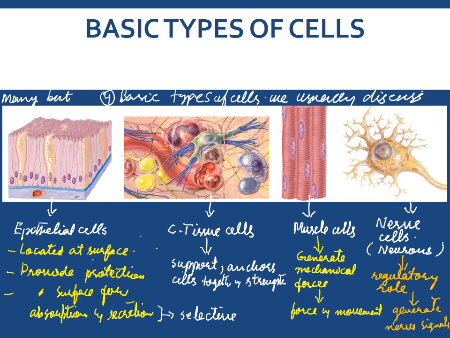The second cells are connective tissue cells. As the name indicates, connective means they are present in between other cells. When they are present in between other cells, that directly means that they are supporting other cells. So they are present in the form of a supporting network between the cells.